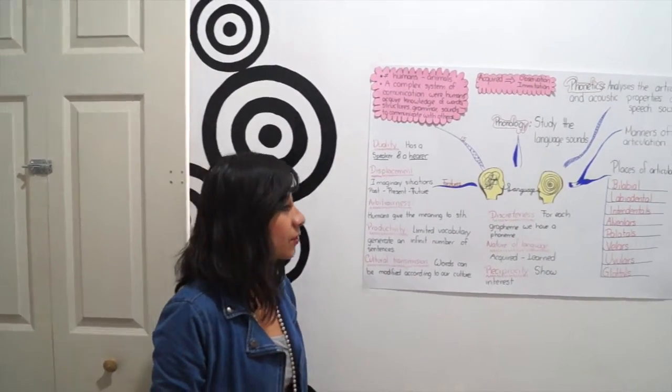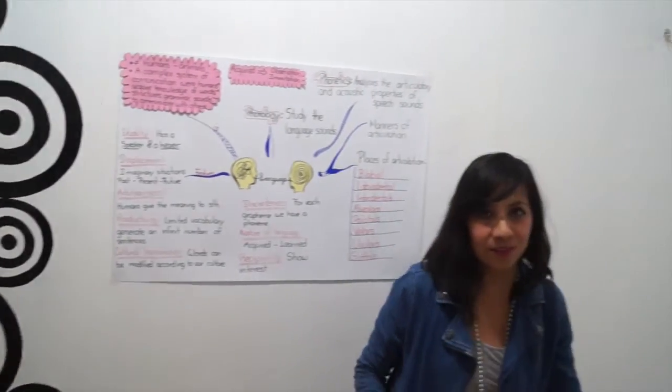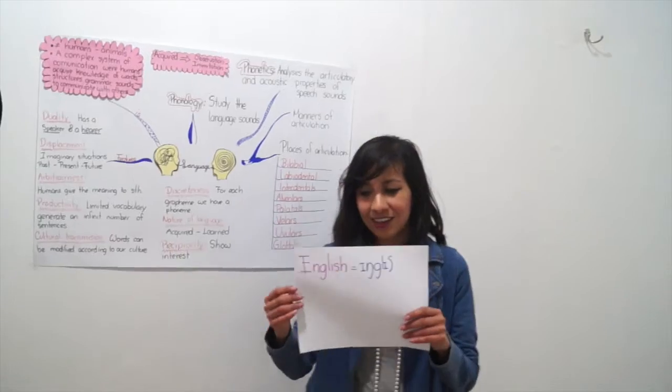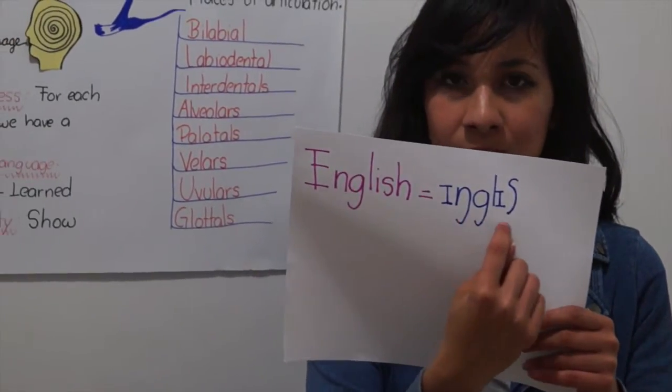Discreteness is for each grapheme we have a phoneme. So, for example, we have the word English. The written form is this one, and the phoneme is this one.